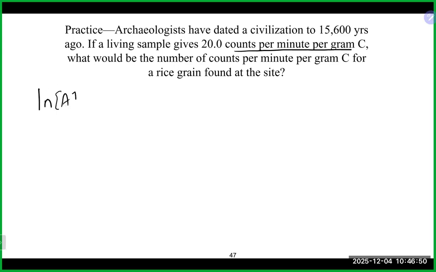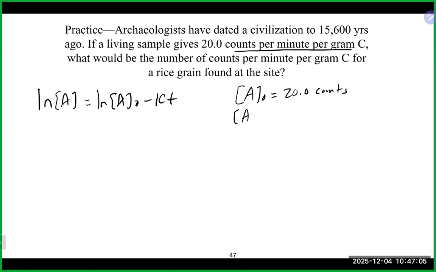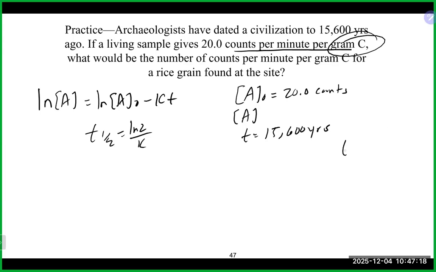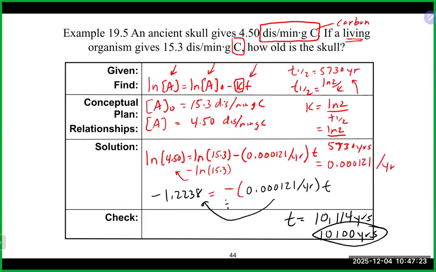So natural log of A is equal to natural log of A naught minus kt. Here we have a living system, so that's going to be our initial at 20 counts per minute. We are looking for what it will be at the end. We have a time that's 15,600 years. And again, it's per gram of carbon here, which means we could use our same half-life as last time, which is obviously 5730.